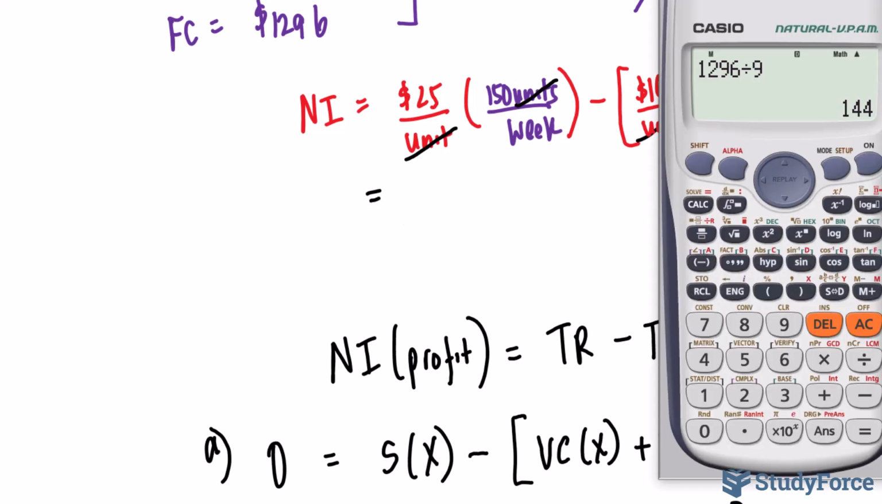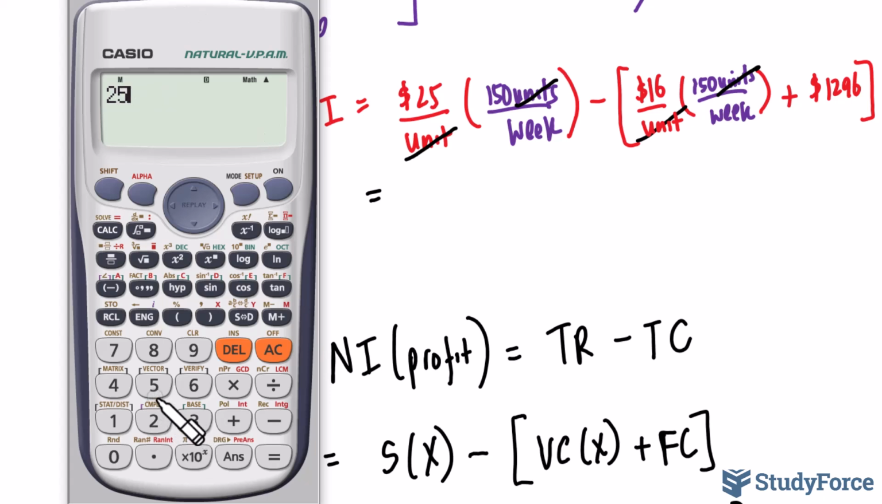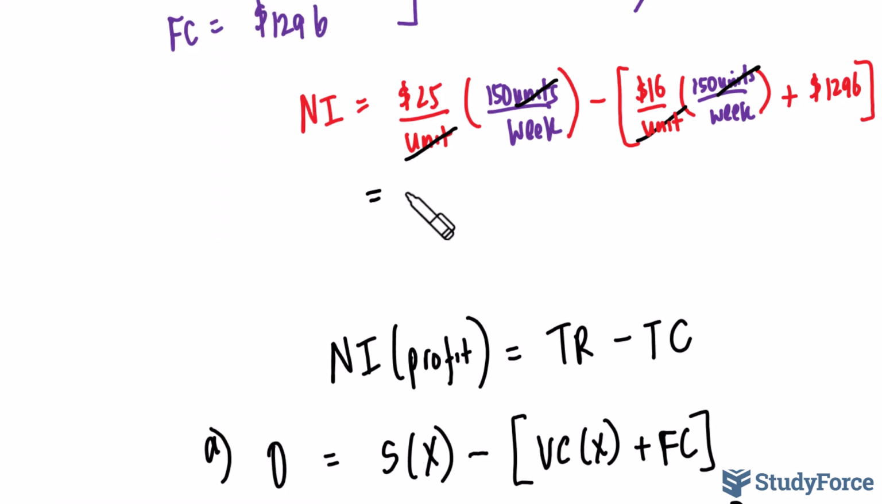Using our calculator, 25 times 150, take away 16 times 150, take away 1296. And we end up with a net income of only $54 per week.